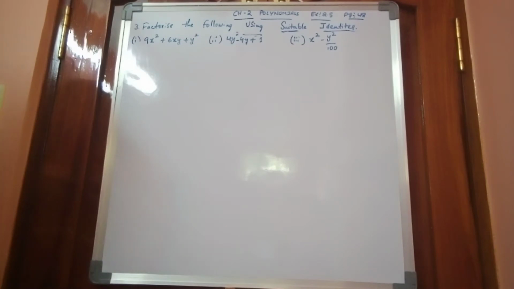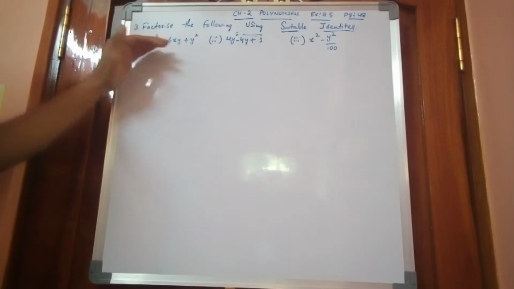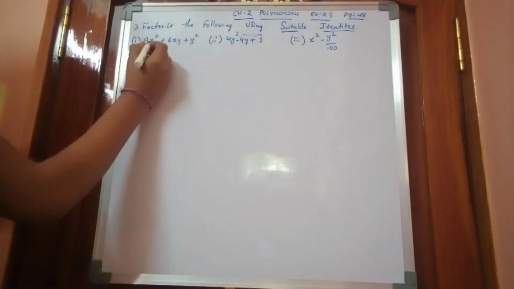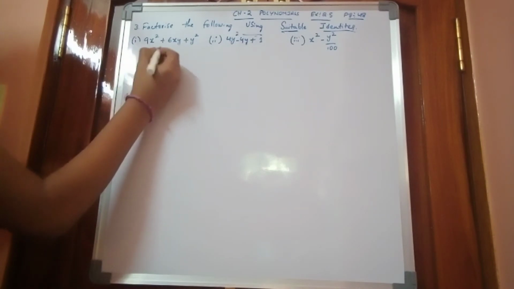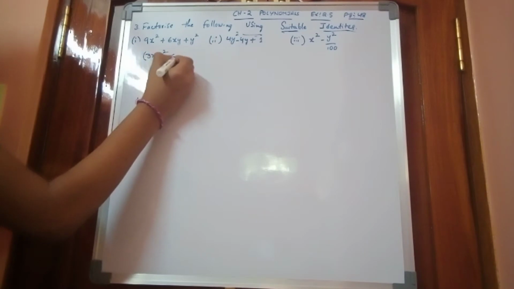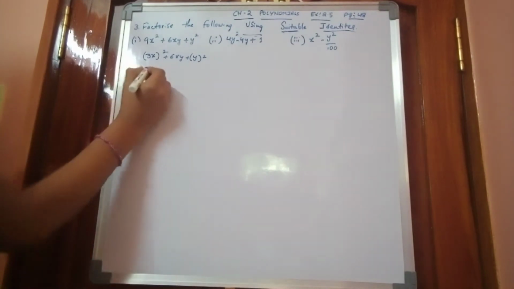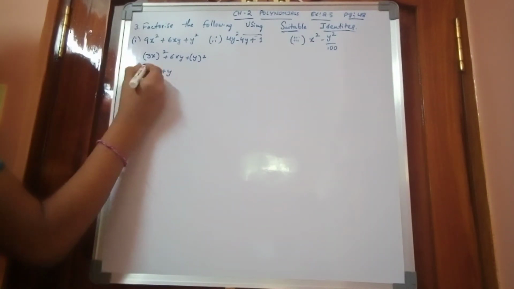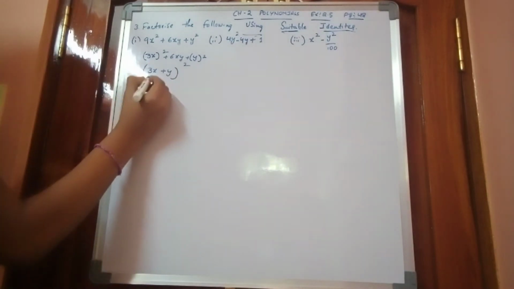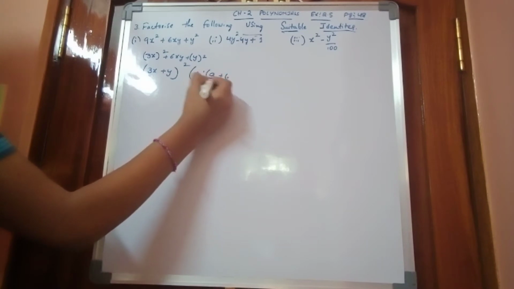Before starting the sum, we have to take the square numbers, first the squares, that is 9x square and y square. So the square root of 9x square is 3x. So we write 3x whole square, then plus 6xy as it is, and plus y whole square. So we have to think that 3x plus y whole square is the answer. So we are getting one formula in our mind, that is a plus b whole square.